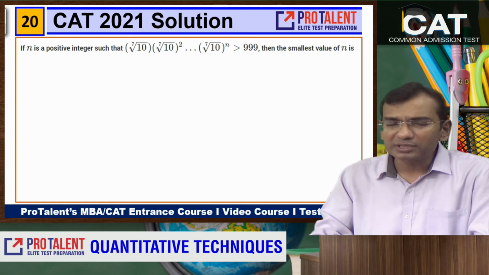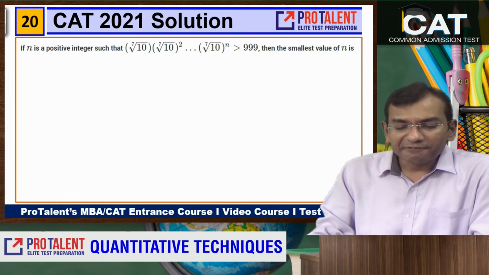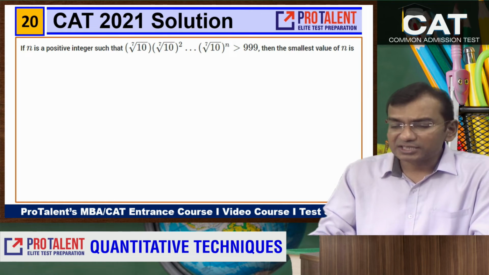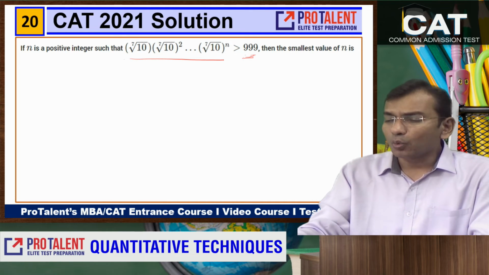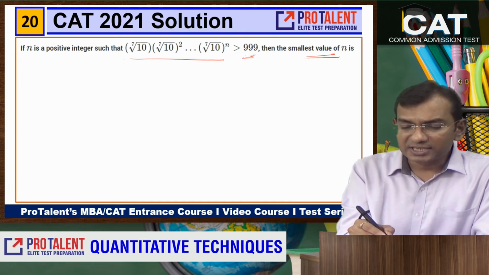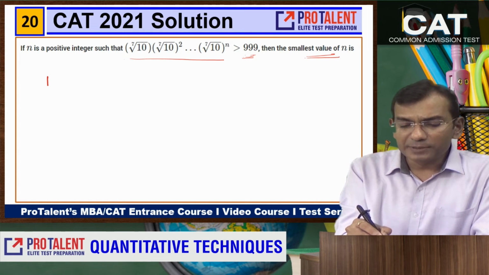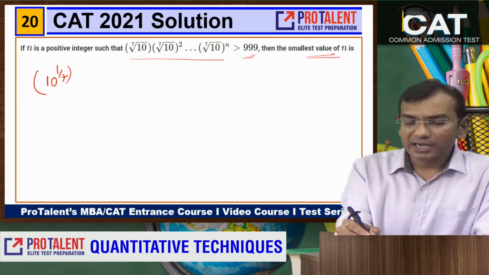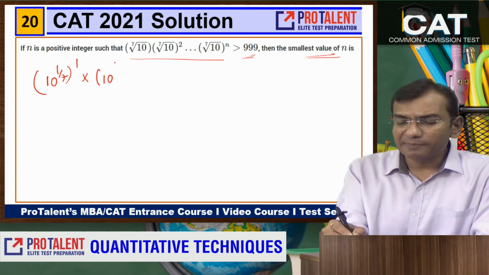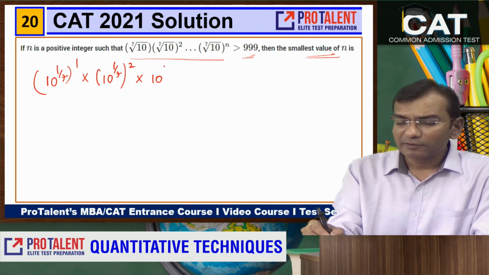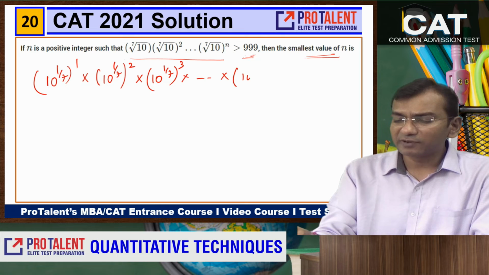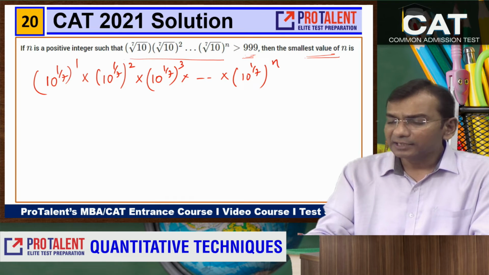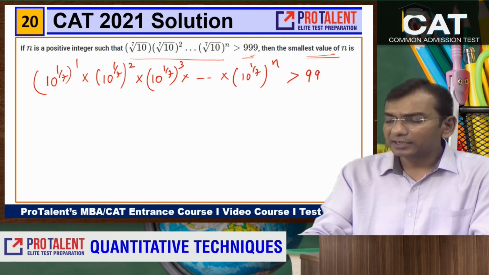Question number 20, बहुत ही मजेदार सा क्वेश्चन। If n is a positive integer such that ये सब multiplication is greater than 999. What is the smallest value? So this is 10 to the power 1 by 7 का power 1 into 10 to the power 1 by 7 to the power 2 into 10 to the power 1 by 7 to the power 3 और ये चलता रहेगा 10 to the power 1 by 7 to the power n is greater than 999.